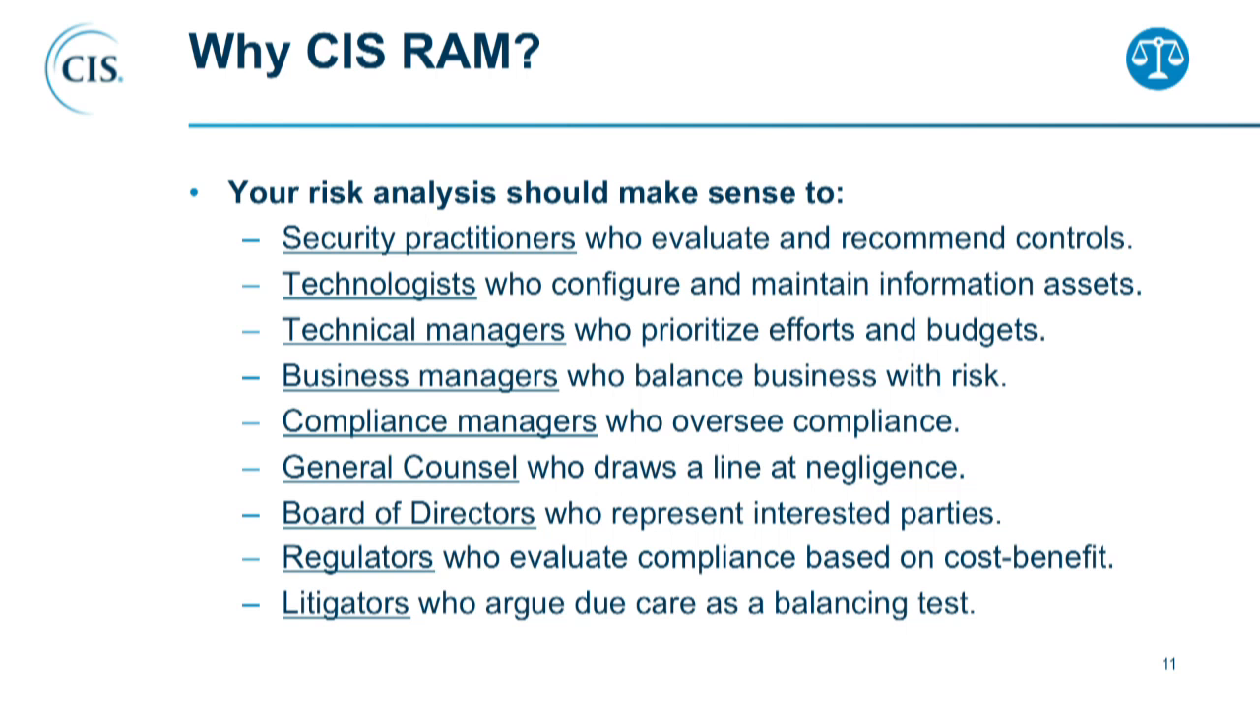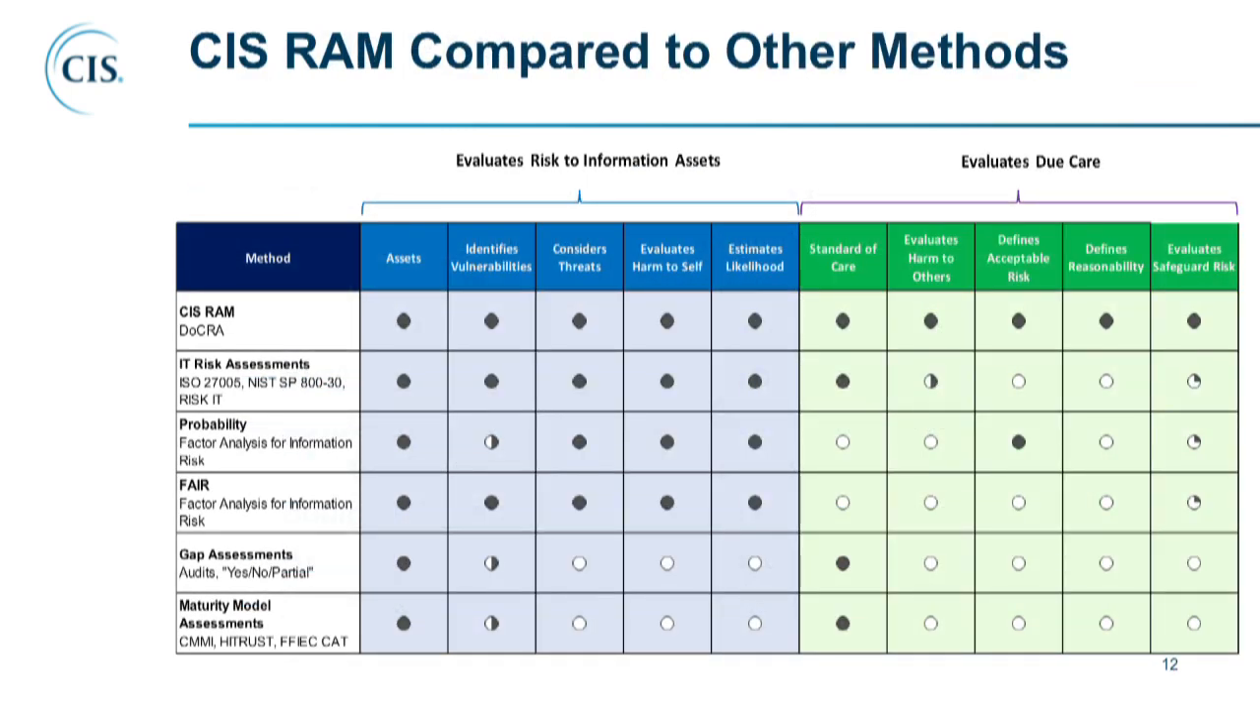If we're stopping, say, at technical managers, because security practitioners, technologists, and technical managers know how to evaluate a 5, a 6, a 7 over a 25, that's fine, but are we losing the ability to talk to business managers, compliance, general counsel, and outside authorities? So CIS RAM is there to address that. As a quick comparison, if you look at the blue columns versus the green columns, the blue columns represent the components of actual risk analysis. The green are those that you see in duty of care, even if there isn't a risk assessment going on.